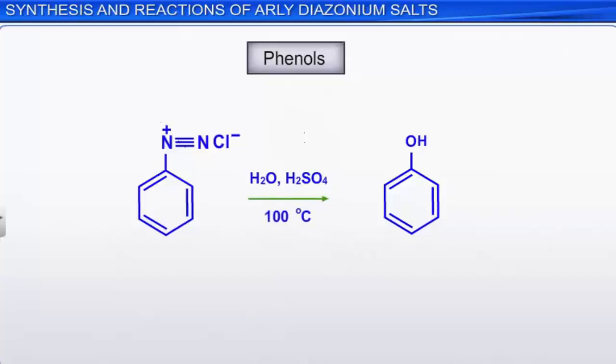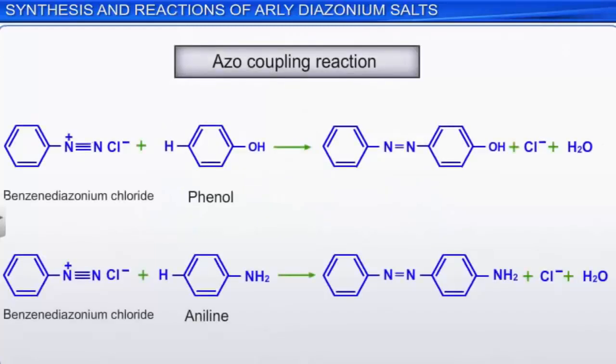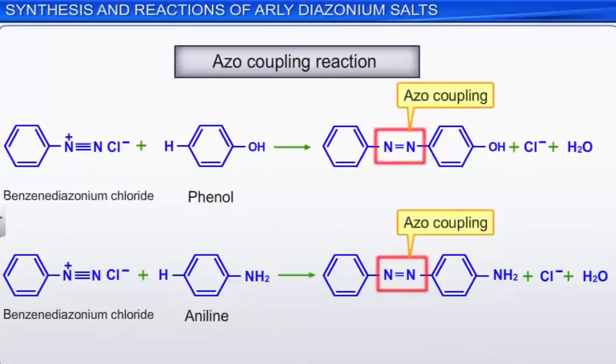Azocoupling reactions are electrophilic substitution reactions that take place when a diazonium salt is reacted with a phenol or aniline derivative. In these reactions, the diazonium cation acts as an electrophile, while the electron-rich compounds such as phenols and amines act as nucleophiles. The aromatic rings are joined via the nitrogen atoms.